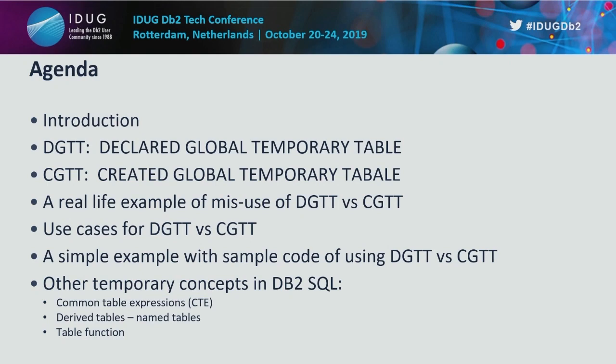So the agenda is right here. We'll just go over a little introduction, then I'll go over the two main types of temporary tables. Well, the only two types, really: the declared global temporary table and the created global temporary table. I'll also go over some real-life examples of the misuse of a DGT versus a CGT. Then I'll go over what I consider to be the appropriate use cases for the two types of temporary tables.